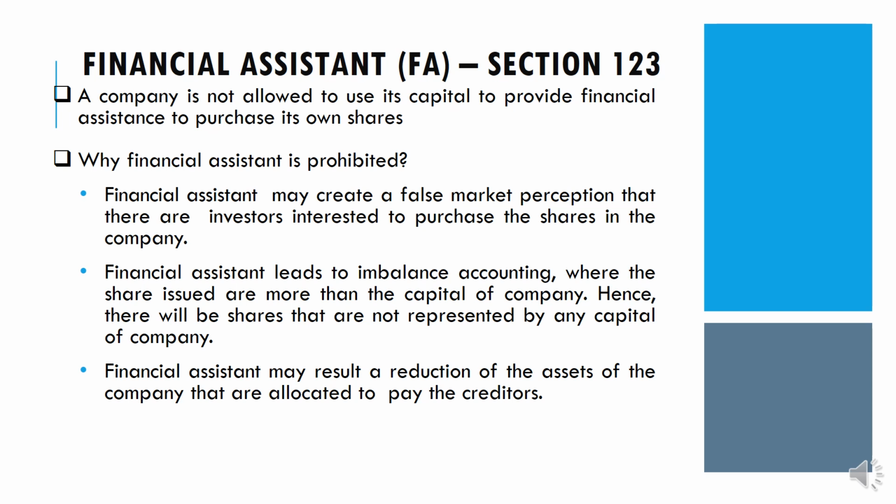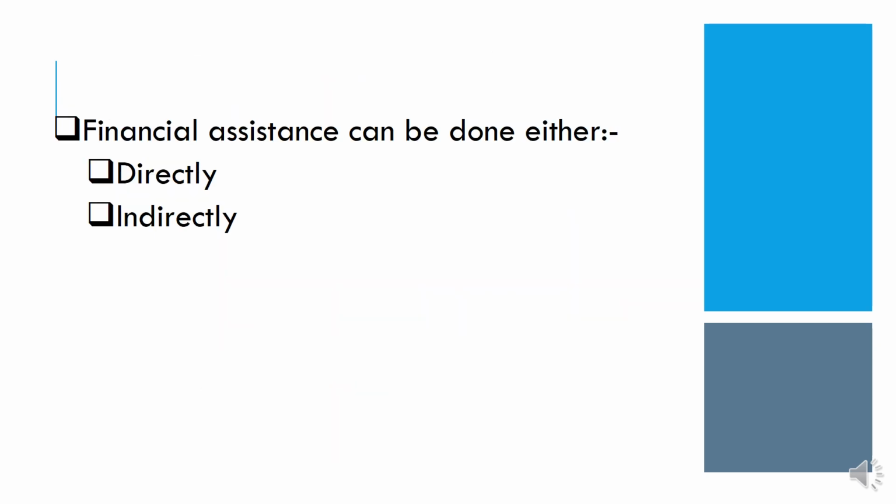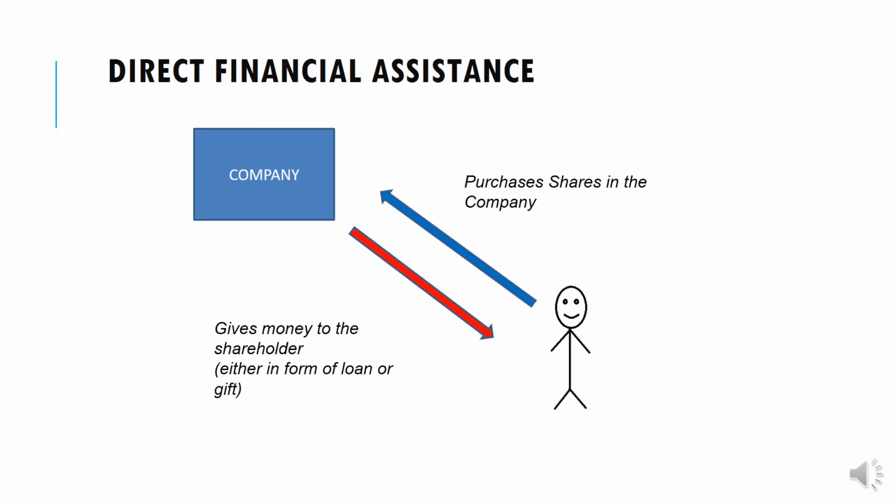And they will cause a problem in future in paying the creditors. Okay. How can it be done? So it can be done directly or indirectly. So a direct financial assistance.